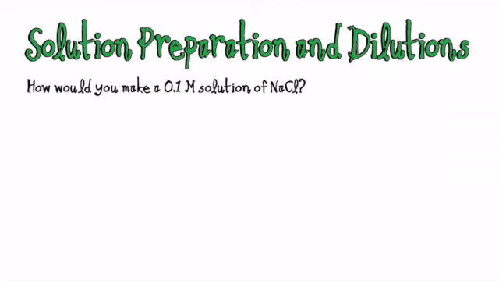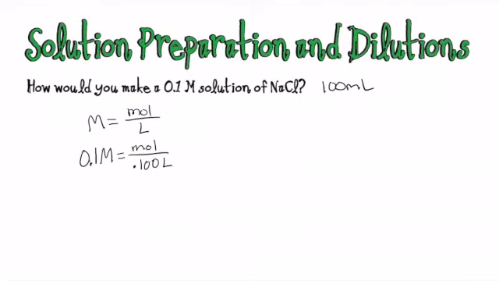How would you make a 0.1 molar solution of NaCl in 100 milliliters? So our first step is to figure out how many moles we need. So molarity is equal to moles per liter, so 0.1 molar is equal to moles over 0.100 liters. So we'll multiply each side by 0.100. And so moles is equal to 0.01 moles.